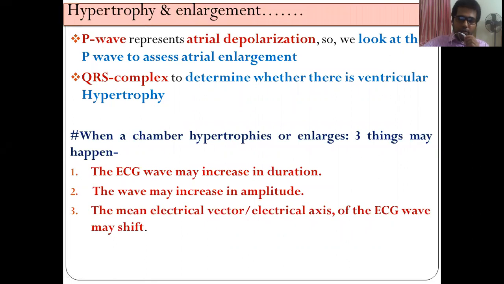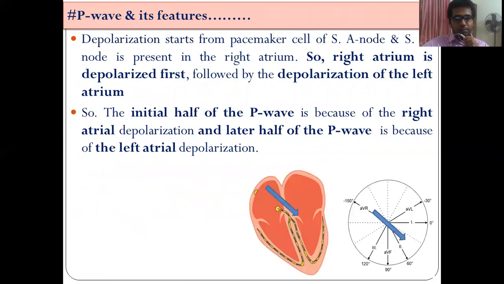When a chamber hypertrophies or enlarges, three things may happen. The ECG wave may increase in duration, the wave may increase in amplitude, or the mean electrical vector or electrical axis of the ECG wave may shift, because the hypertrophied or enlarged chamber predominates the electrical axis. So the axis may be shifted to either the right side or the left side.